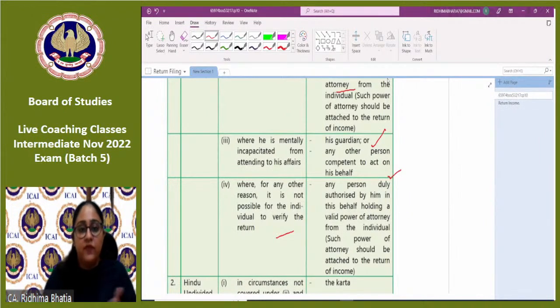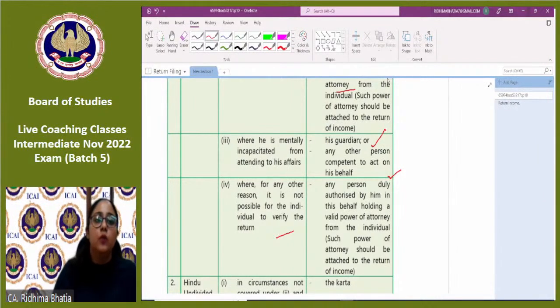So now see, verification becomes more of an importance in case of non-individual. Individual में to we know that individual will do, right? But what about HUF? Who would verify the return? Okay, but before that I have a few queries.